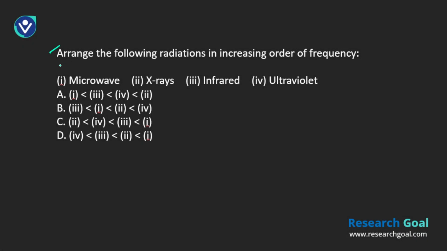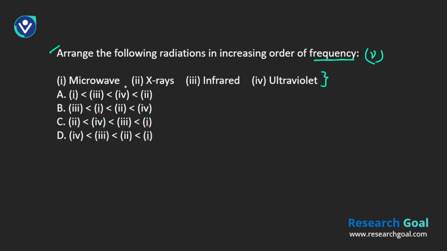All right, a classical remember type question. Arrange the following radiation in increasing order of their frequency. Okay, so not increasing order of their wavelength, it's frequency. So you have 1 microwave, 2 X-rays, 3 infrared, 4 ultraviolet. For that, you need to actually understand the EM spectrum really well. You have different options: 1, 2, 4, 3 is A. 3, 1, 2, 4 is B. C is 2, 4, 3, 1. D option is 4, 3, 2, 1. Interesting, that order is completely reversed.